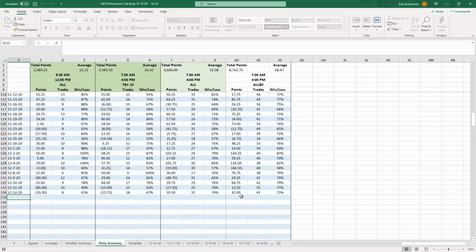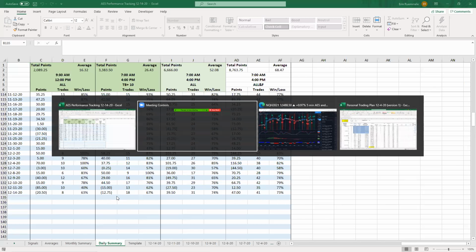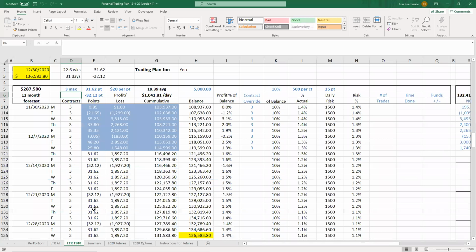We'll see, because I know we've had at least a significant losing day and some back-to-back losing days, which we've had before. It's not that significant. We'll just see how it affects our 12-month forecast. So here's our personal trading plan.